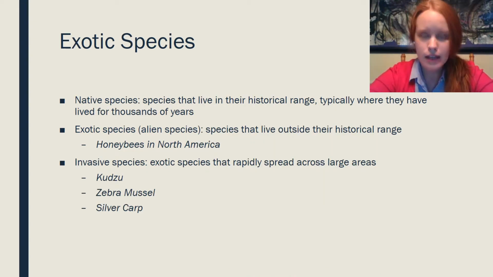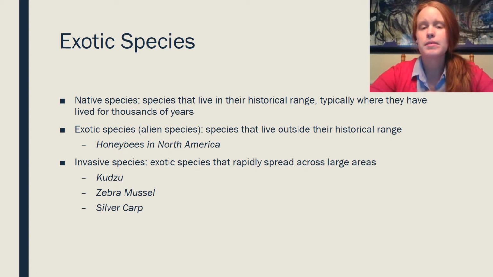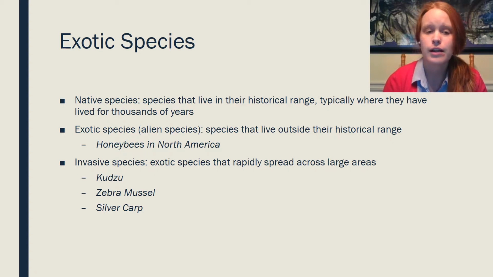And then the next thing that is a huge threat to species is exotic species. Exotic species are also known as alien species. So exotic species are species that are not normally found in that area or region. An example of this is the honeybees in North America. Those were brought over back in the 1600s by the Dutch.